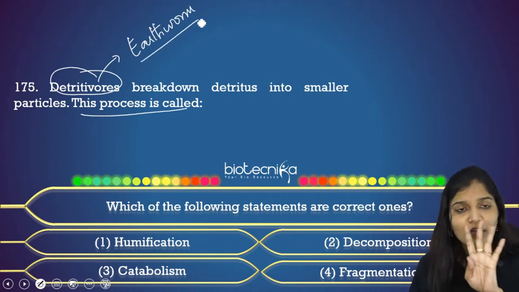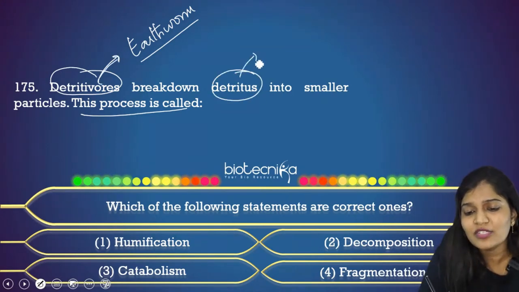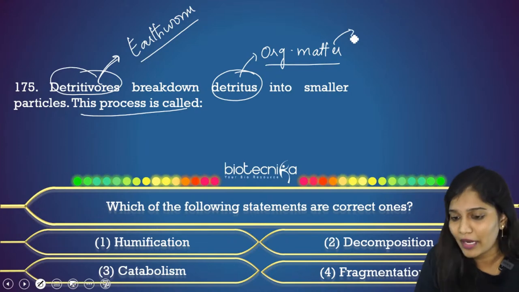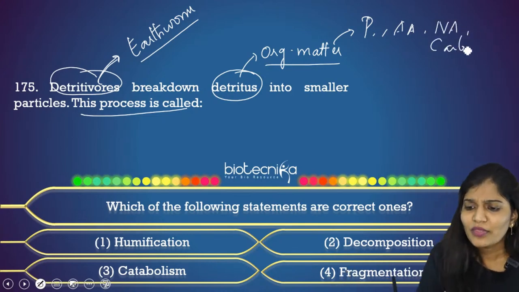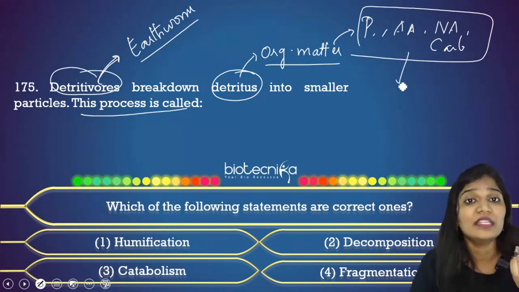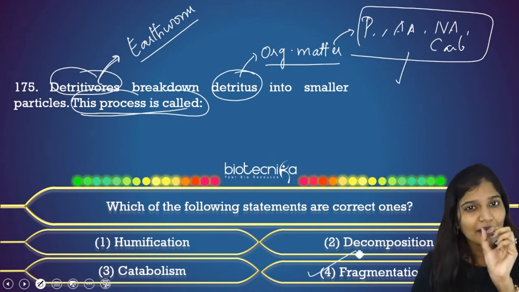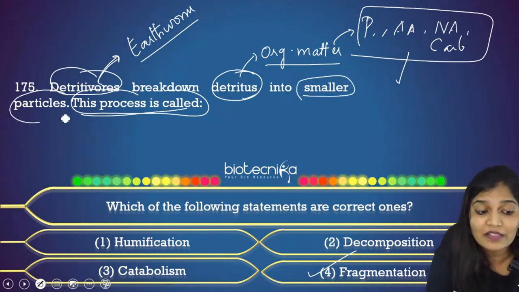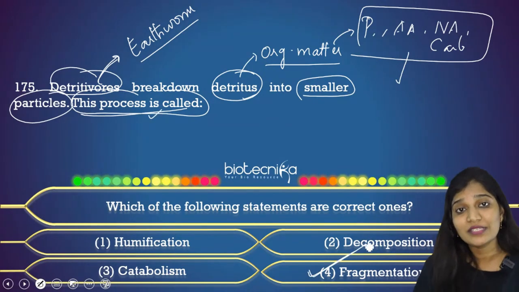Listen carefully. There are four terminologies they have given. Detritivores usually work on detritus, which is nothing but organic material. They break all the organic material, which can be any biomolecules. It can be a protein, an amino acid, a nucleic acid, a carbohydrate, anything. They break all these things into very, very tiny particles. And that process, we know, is fragments. Fragmentation means breaking them into pieces. So breaking a large molecule into small particles, not molecules, actually particles. This is going to be the correct answer. The answer for this question is fragmentation.